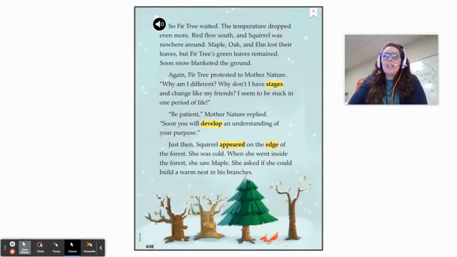As the story continues, it becomes winter. In the winter, Fir tree's friends lose their leaves. Maple tree, oak tree, and elm tree lose their leaves. But does Fir tree lose his leaves? No. But once again, Fir tree wants to be just like his friends, and he wants to lose his leaves too.